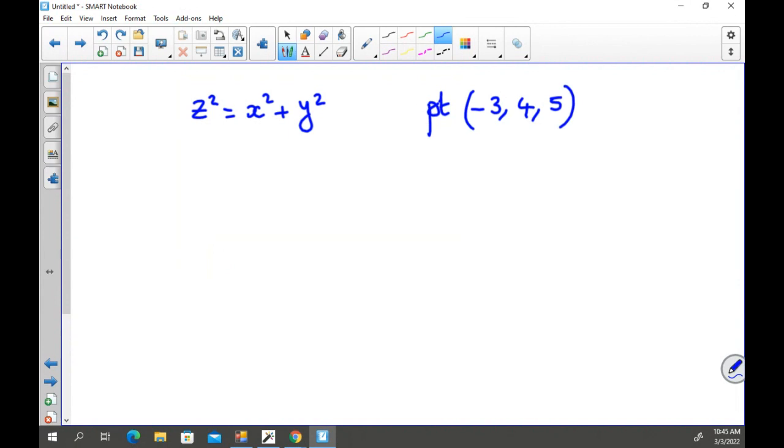Are you done? Is there a correct answer here? Okay, good. If you want to try the next one, you can try this one, the level curves.